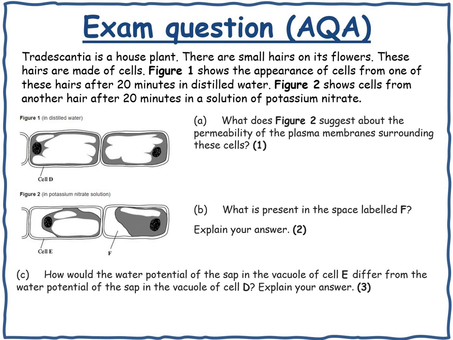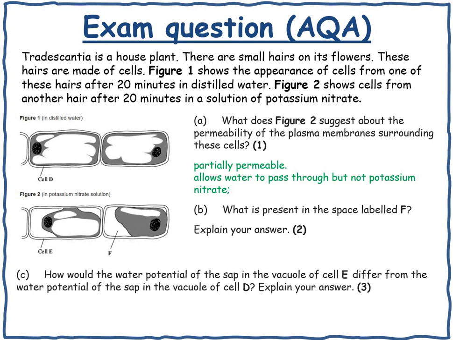Another one: Tradescantia is a house plant. There are small hairs on its flowers. These hairs are made of cells. Figure 1 shows the appearance of cells from one of these hairs after 20 minutes in distilled water. Figure 2 shows cells from another hair after 20 minutes in a solution of potassium nitrate. What does figure 2 suggest about the permeability of the plasma membrane surrounding these cells? That usually it is partially permeable and it allows water to pass through, but not potassium nitrate.